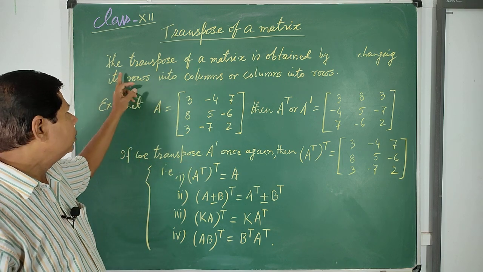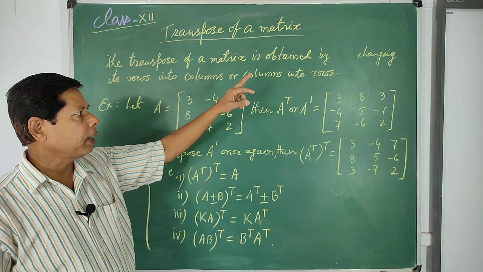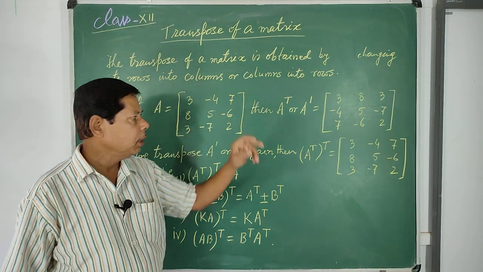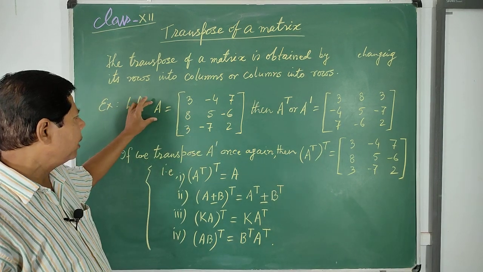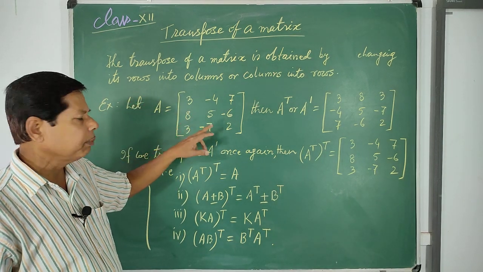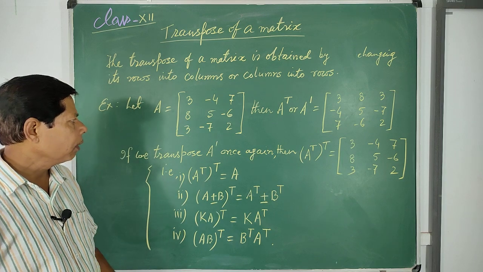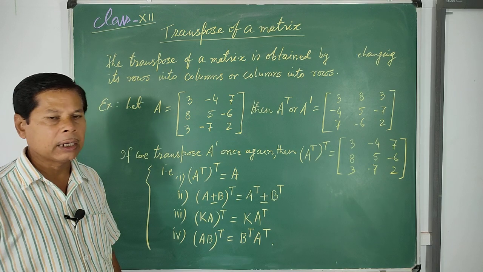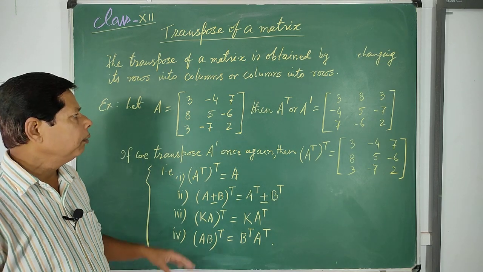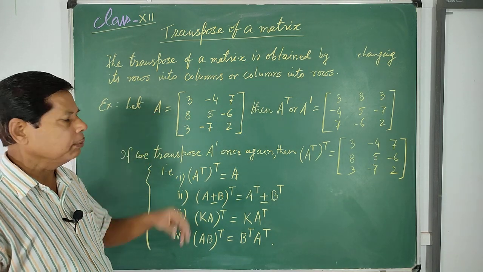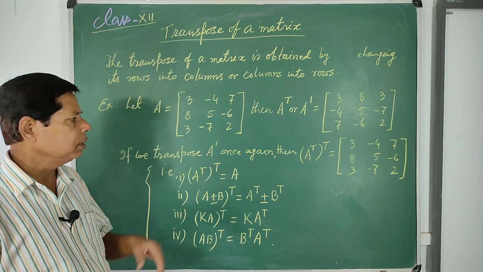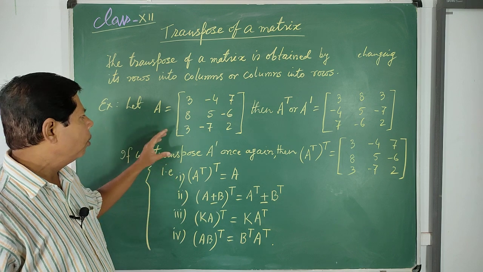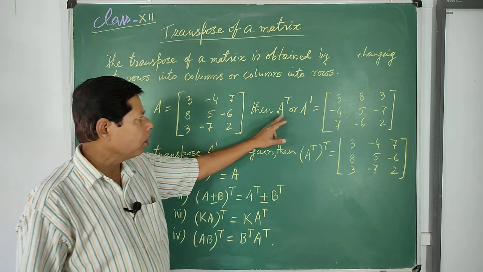So, the transpose of a matrix is obtained by changing its rows into columns or columns into rows. Now, let us consider a matrix A which is of the type 3 by 3, or order 3. Transpose can be applied in the case of rectangular matrices as well, but here let us consider one 3 by 3 matrix, which is generally used.